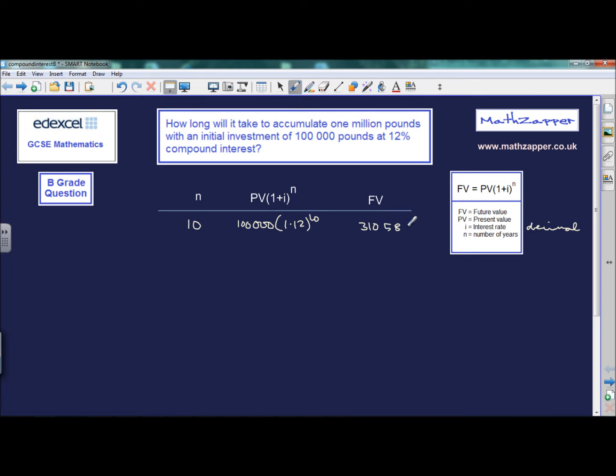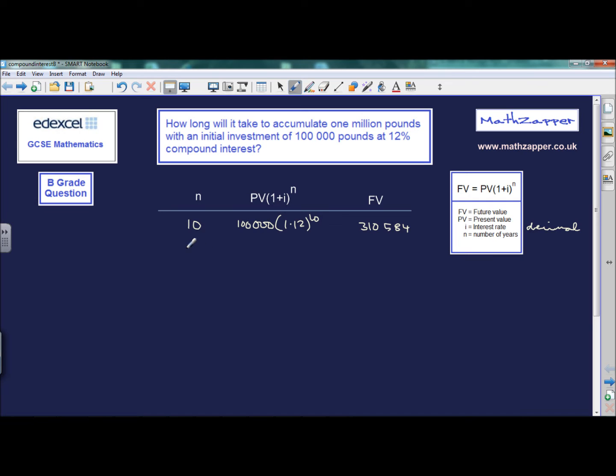It's not important to put the pennies, the decimal point, at this stage, because we're just looking for £1 million return. So the pennies aren't that important. Okay, so 10 years is going to give us about 300,000 return. So 10 years was not a bad guess, but still quite short of what we're looking for.